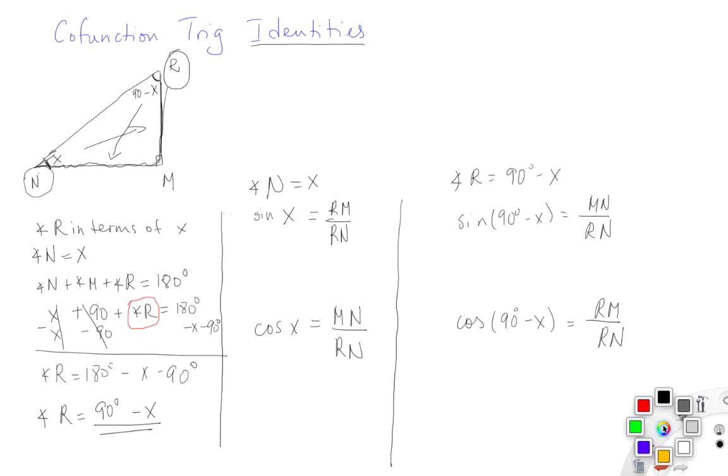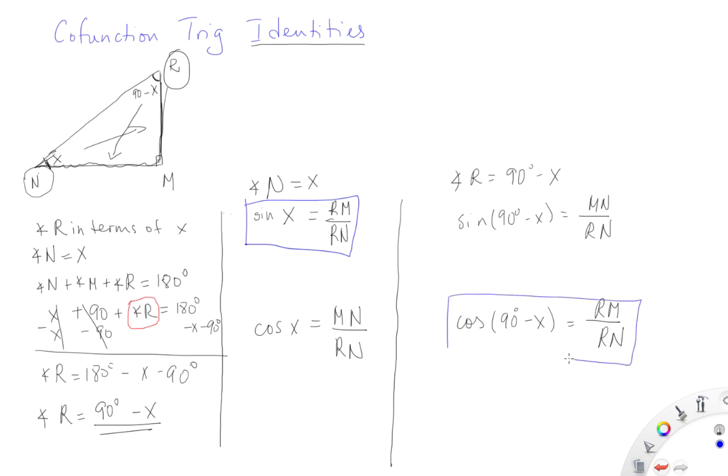Well, guess what? If you really look closely, you will notice that this over here, its right side is equal to the right side over here. RM over RN, and I have RM over RN. So here's the big conclusion. Sine of X.